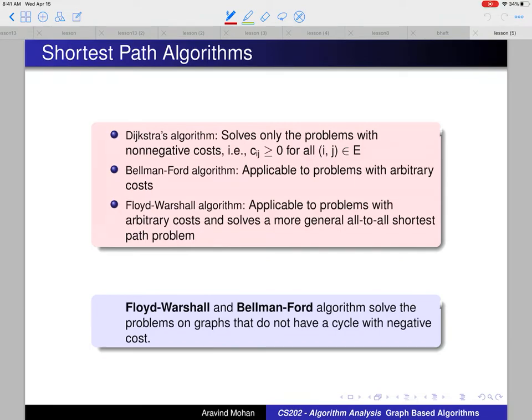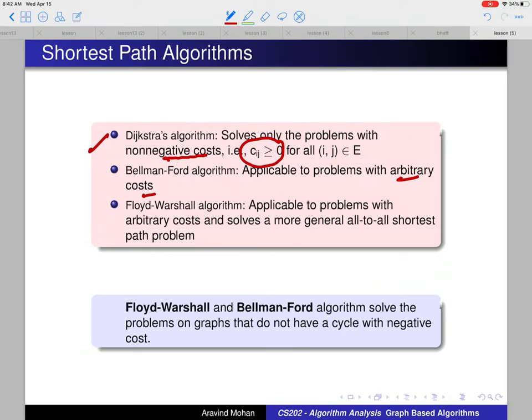One such algorithm, the popular one, is Dijkstra's algorithm, where we are given the graph and we are trying to find the one-to-all shortest path. And we should keep in mind this algorithm works for non-negative cost of edges, meaning we need to assume that the edge weight is greater than or equal to 0 for all the edges in capital E. And then the second algorithm is the Bellman-Ford algorithm, which is applicable to problems with arbitrary cost, right? So it doesn't need to be fixed to non-negative cost. It could be negative cost as well.